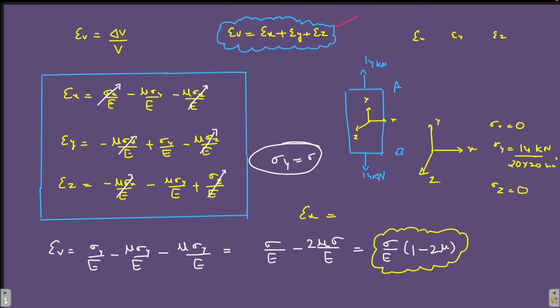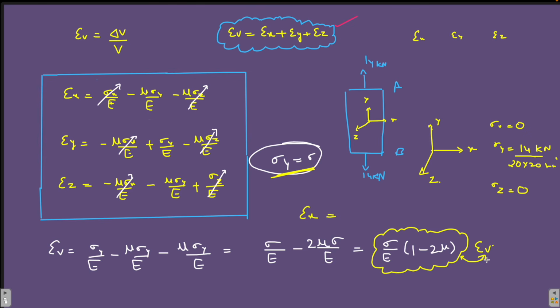Now solving this, instead of sigma y, I am writing sigma y as the same as sigma, and finally we are getting sigma by E into 1 minus 2 mu. This is the ultimate formula. Now we are going to use this formula in order to find out the volumetric strain for all the three bars. For that we have to calculate sigma for the first bar, second bar and third bar. Sigma means stress, and that is the only stress acting here.